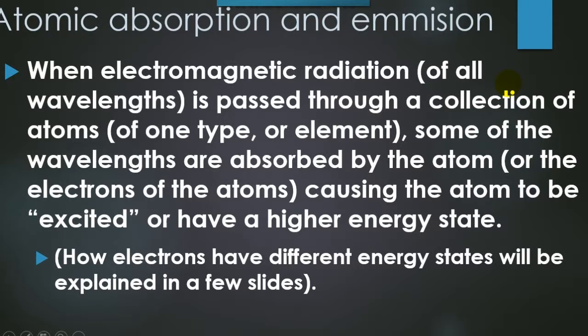So when electromagnetic radiation of all wavelengths, both visible and non-visible, is passed through a collection of atoms of just one type or one element, some of the wavelengths of light are absorbed by the atom, or maybe better to say, the electrons of the atom, causing the atom to become excited or have a higher energy state. So before they receive this energy, they're at a ground state, and when they receive this energy, they absorb some of those wavelengths and they're now excited.